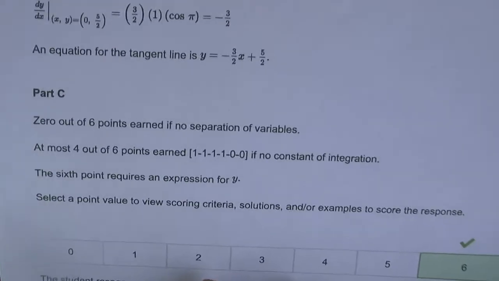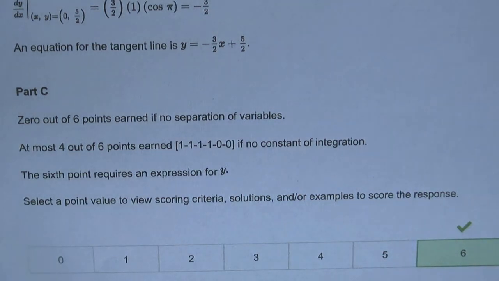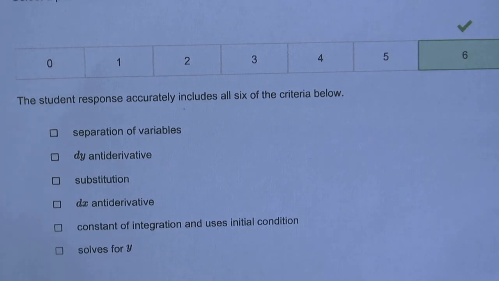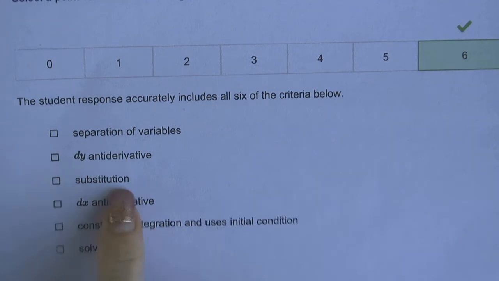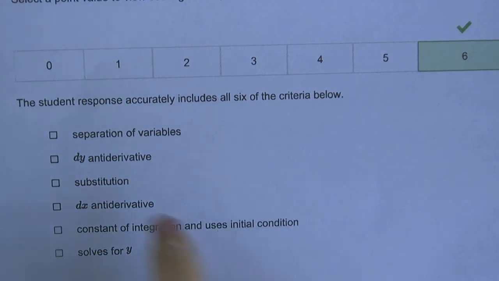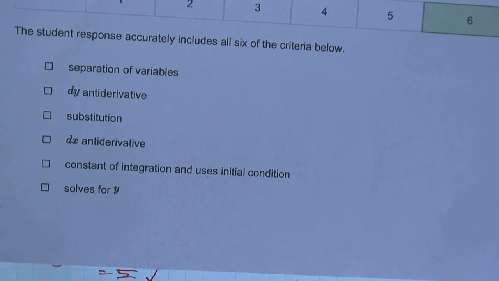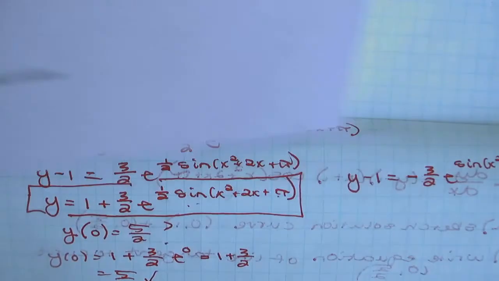Okay, part C. Again, hopefully it's ingrained in our memories by now that if I do not separate the variables, I will get 0 points. And then if I do not have a constant of integration, this guy's a little bit more generous. I can still get 4 out of 6 points, but sometimes it's a lot less. And then my 6th point is for having an expression for y. So let's see what they give me my points for. I get 1 point for properly separating the variables, 1 point for doing the proper dy antiderivative. Now notice here, I get a point for using a u substitution with dx. They don't specify right here that it's with dx, but it is with dx, because dx has a little more complex u substitution. I get a point for having the proper antiderivative, a point for getting the constant of integration by using the initial condition, and for my answer.